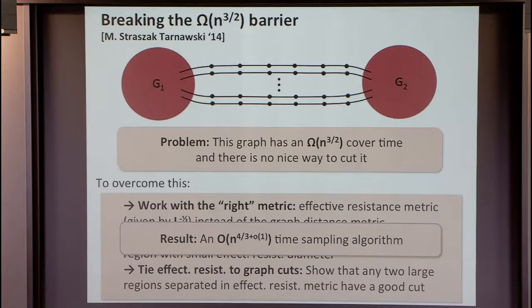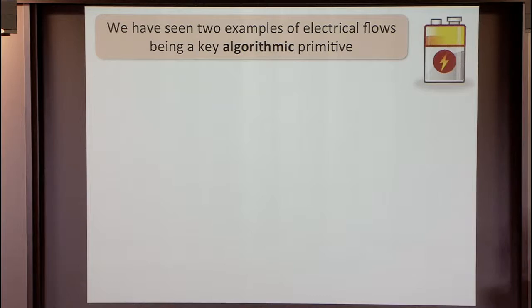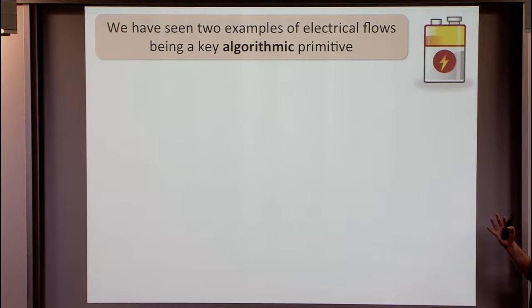Okay, so what happens in the talk is I showed you two examples where electrical flow ended up being a key algorithmic primitive. I made algorithmic bold because we know a lot about electrical flows and their connection to the structure of the graph, but here we use them as an algorithmic tool. We want to compute something, and computing an electrical flow is a means to this end. That is what is important to take away from this talk.